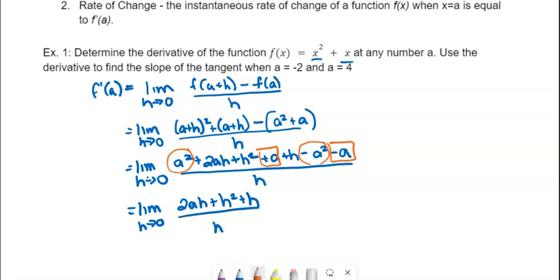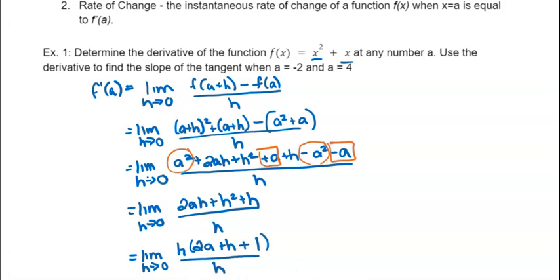I can factor out an h from the top and the bottom. So I'm going to factor out an h from the top. It's going to leave me with 2a plus h, plus 1, don't forget that guy, over h. And now I can cancel out those h's.